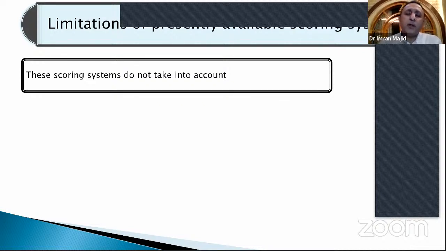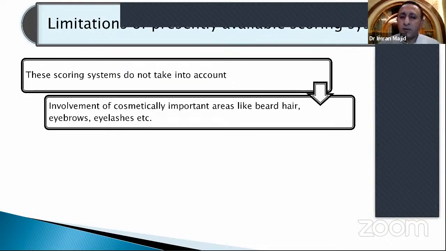Now, something interesting in these scoring systems that I would like to stress in this lecture today is that if you have really gone through these scoring systems and understood them, they do not take into account the involvement of cosmetically important areas like the beard hair, eyebrows, eyelashes. If you talk about SALT score, Alodex score, or SBN classification, none of these scoring systems give any importance to beard hair or eyebrows or eyelashes.